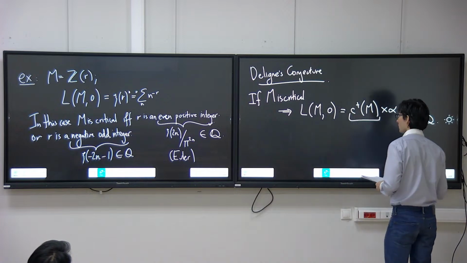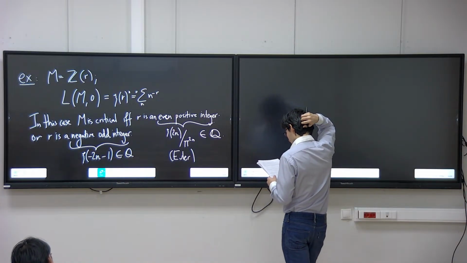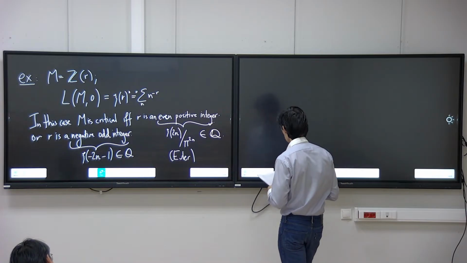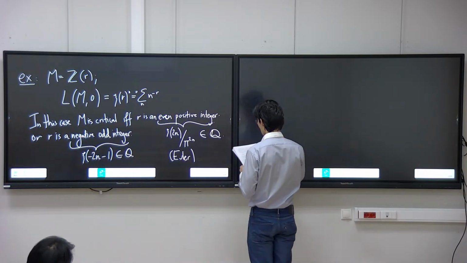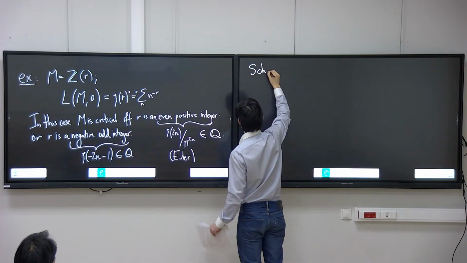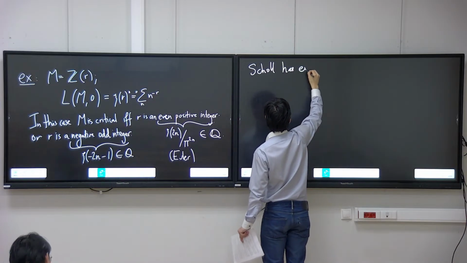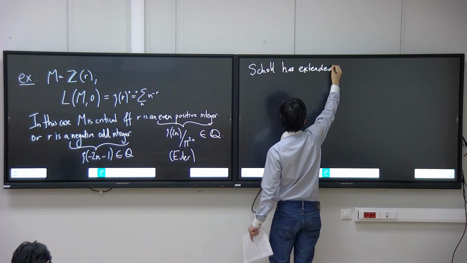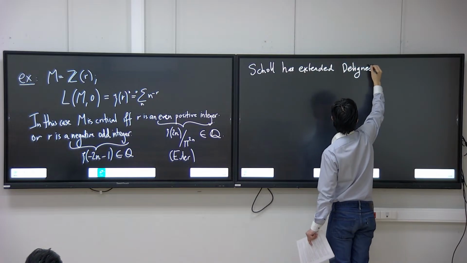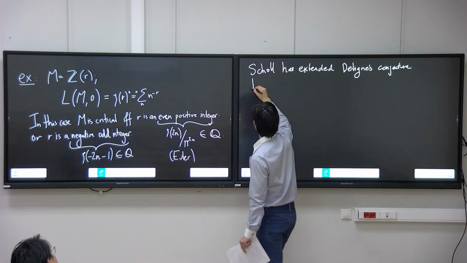Let me give another example in the mixed case. At the moment, everything was in the pure setting, but we can also say something in the mixed setting. There is also an extended Deligne's conjecture. Anthony Scholl has extended Deligne's conjecture to the mixed setting.